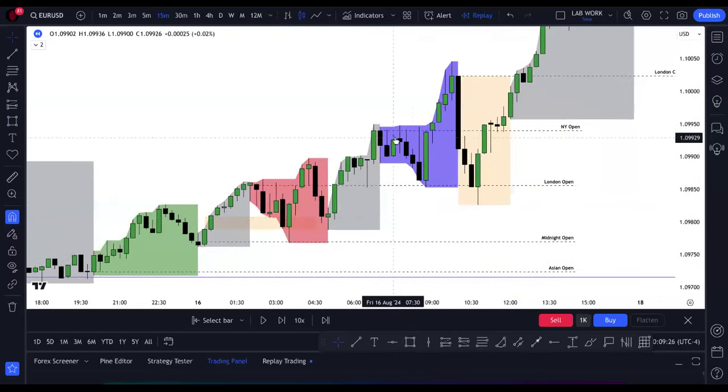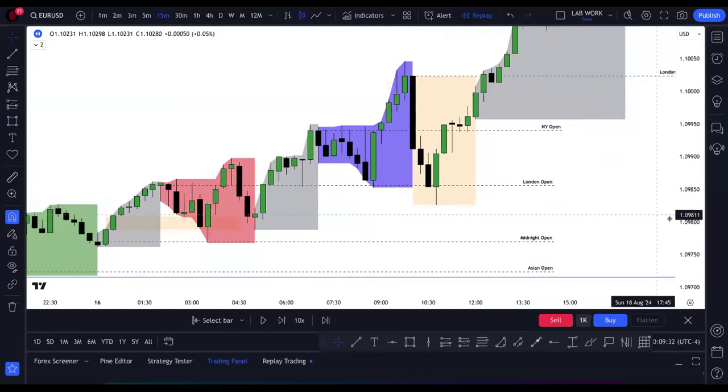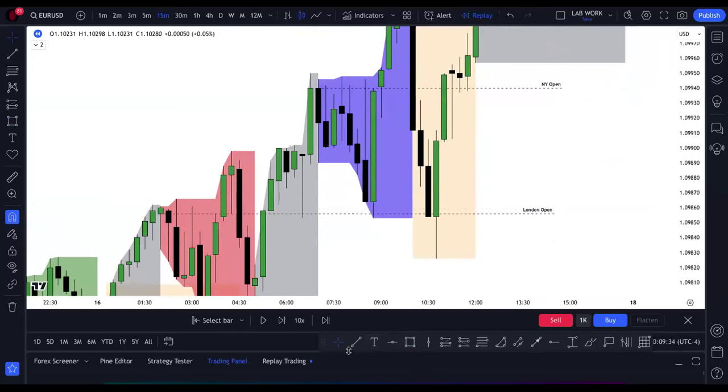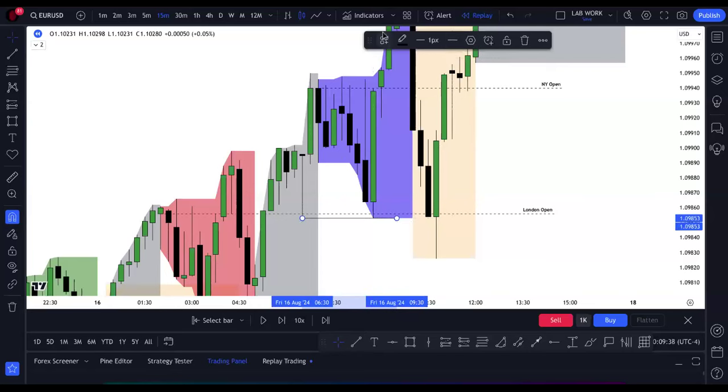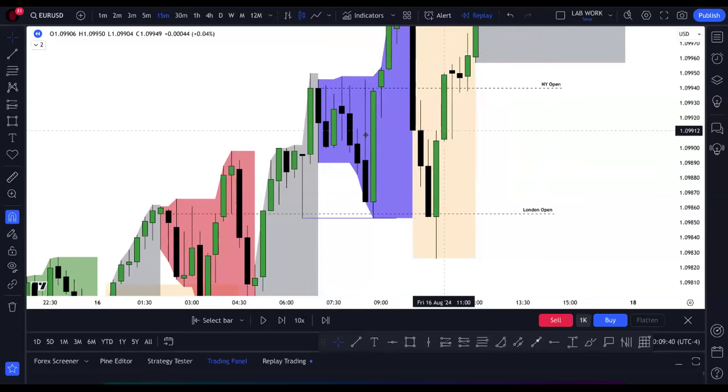Let's move on. Let's look at the New York session. Price comes down below 7 a.m. Doesn't necessarily run. It gets really close to this swing low. Makes a double bottom pretty much, creates a double bottom and then runs higher. Fails to break that low.